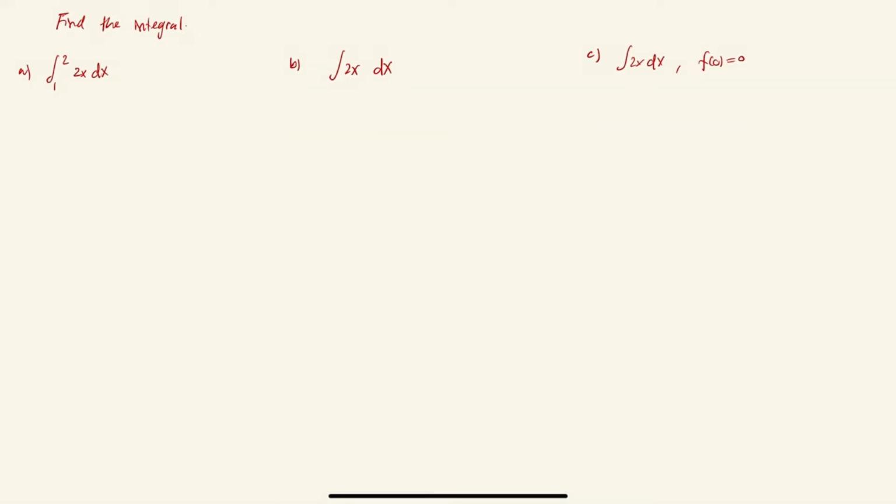For A, we have the definite integral from 1 to 2 of 2x dx. This is a definite integral since we have limits on the integral, that is 1 and 2. So, to solve this integral, I'm going to use the Fundamental Theorem of Calculus. Remember, the definite integral from a to b of f prime of x dx equals F of b minus F of a. Remember, on the right, F here is the antiderivative of f prime of x.